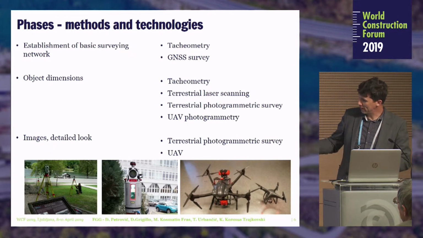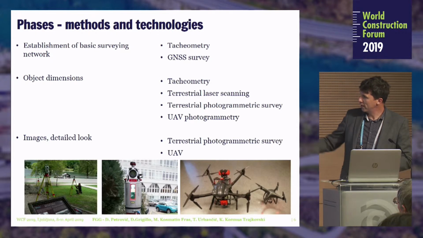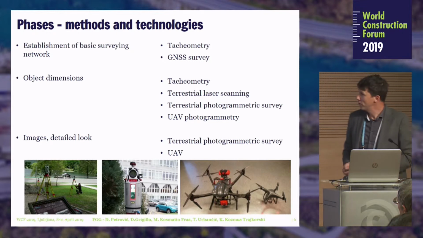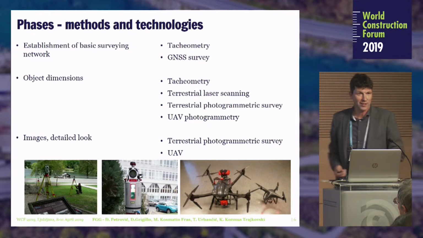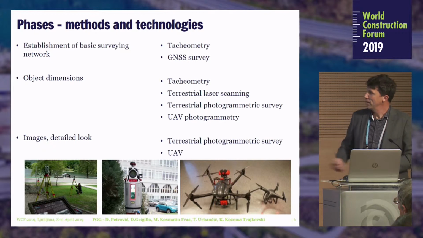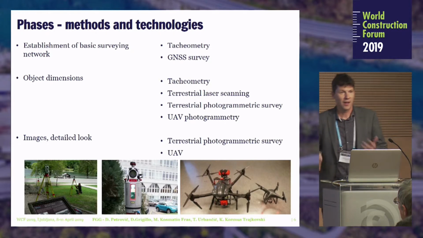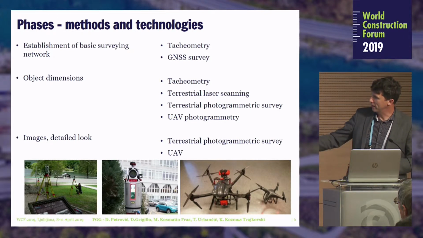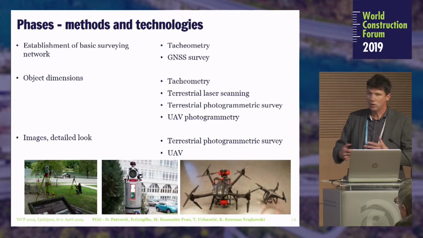Then for detecting the object dimensions, again, we have at least four technologies available, from the old-fashioned one, tachymetry, to three remote sensing ones. Together with laser scanning, which was already mentioned today, we can also use technologies using photography. But we can take photographs from the ground or using UAVs. And again, two of these technologies can then be further used also to get the images or to get a detailed look of the object itself.